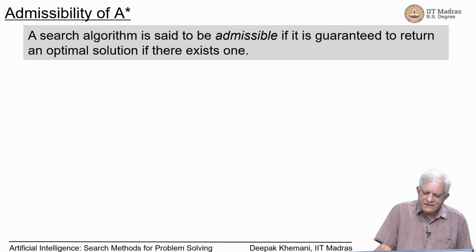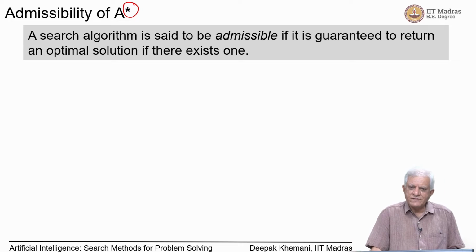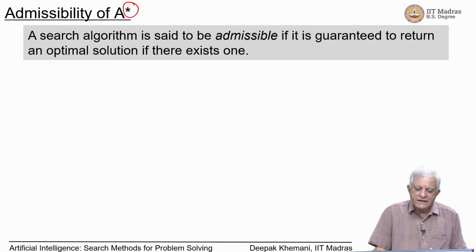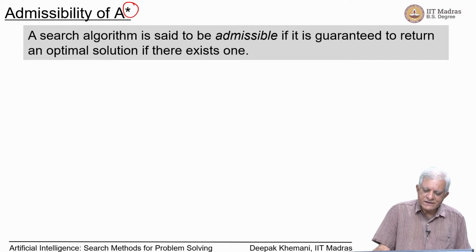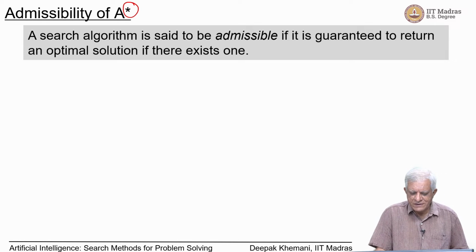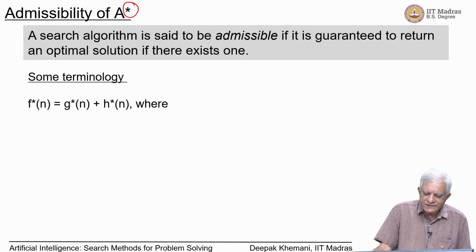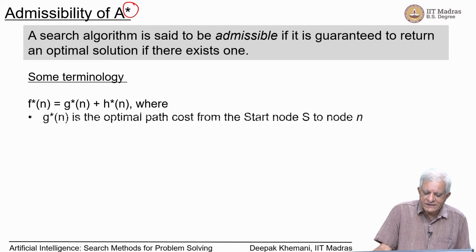So, a search algorithm is said to be admissible if it is guaranteed to return the optimal solution if there exists one. In fact, the superscript of star that we use with this algorithm, which otherwise would have been simply algorithm A, indicates that we are talking about an admissible algorithm, which means that it will guarantee an optimal solution. But under what conditions is the question we want to ask. So, let us talk about figuring out under what condition this happens.